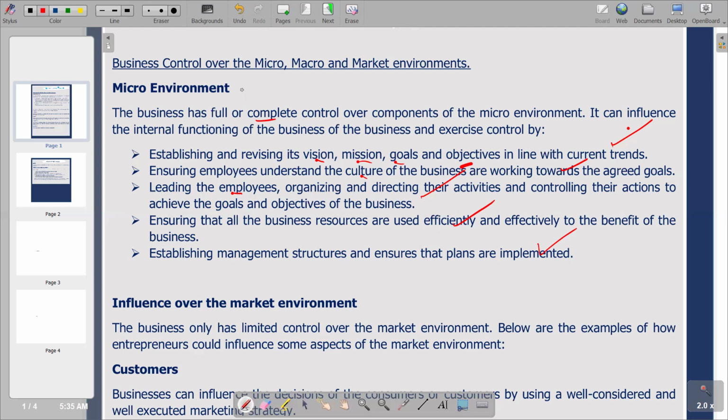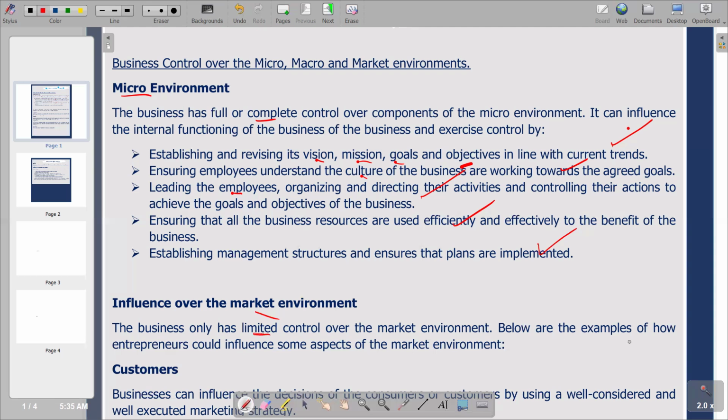Remember, we have looked at the microenvironment. Now we are looking at the market environment, and the influence over it. The business only has limited control over the market environment. It is very important to take note that the business has limited control over the market environment.